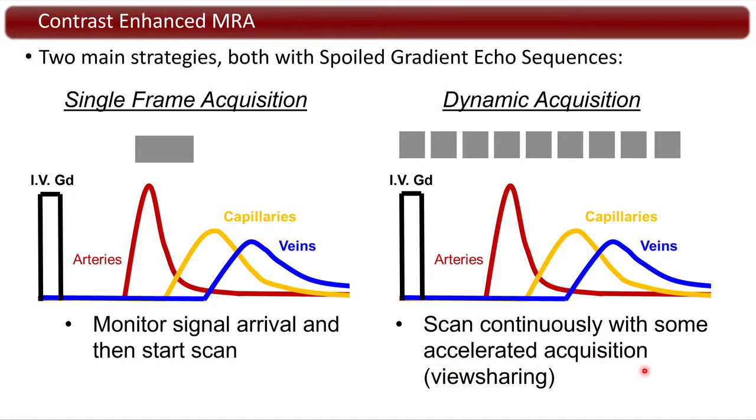So that leaves us with contrast enhanced MRA, where instead of imaging the native signal, we image the enhanced signal, secondary to an intravenous injection of gadolinium. Now there are two main strategies with this, both using spoiled gradient echo sequences. The single frame acquisition, where we monitor the signal and then start to scan, and dynamic scanning, where we scan contiguously and then retrospectively select the frames of interest, typically using an accelerated acquisition using view sharing.